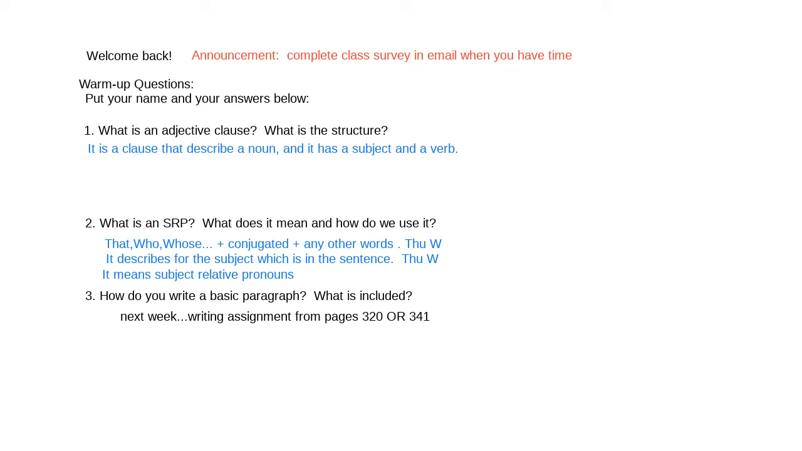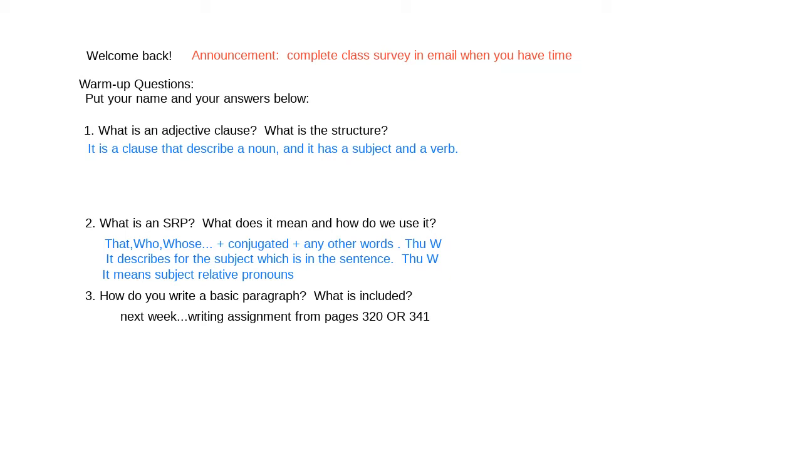Okay, so the function is that it's an adjective, but the structure of it is a clause. So a clause has a subject and verb, and all of the clause has a function or a purpose. It's there to describe a noun that is before the adjective clause.